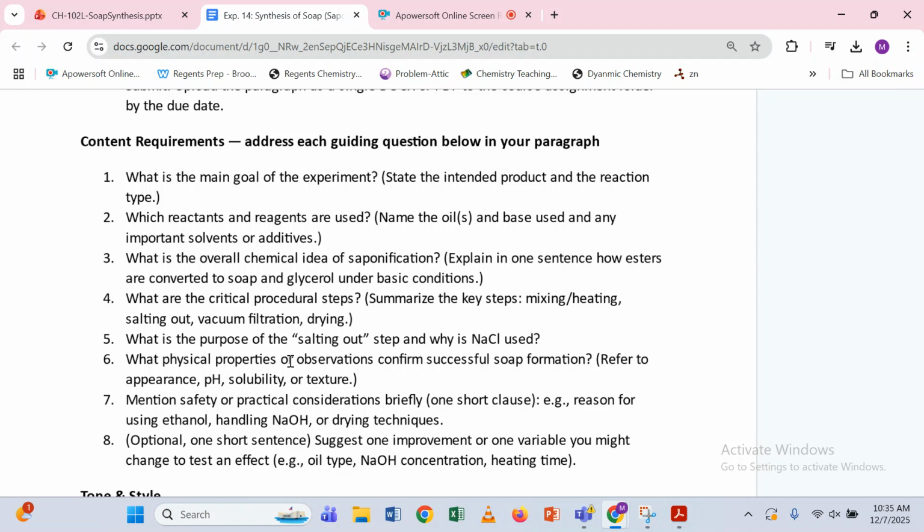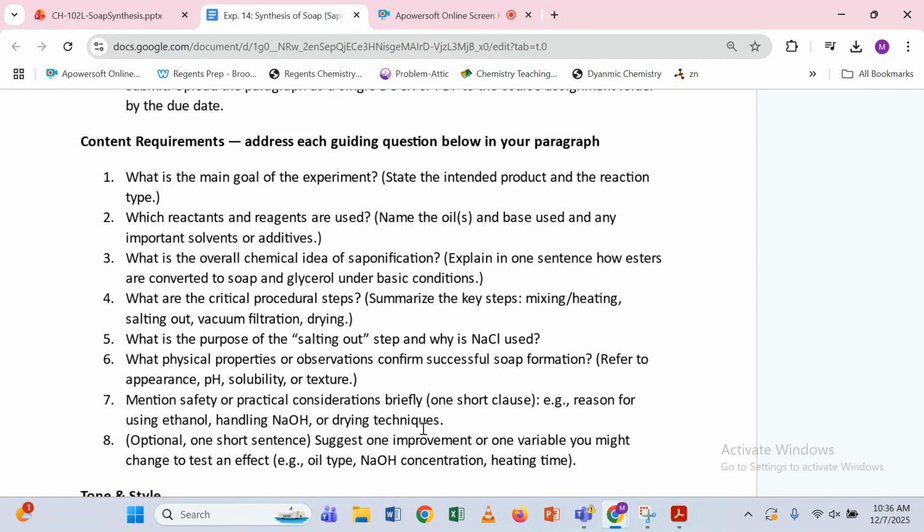What physical properties or observations confirm successful soap formation? Refer to appearance, pH, solubility, texture. Mention safety or practice considerations briefly. Reason for using ethanol, handling NaOH, drying techniques, and the optional one short sentence to suggest one improvement or one variable you might change to test the effect.